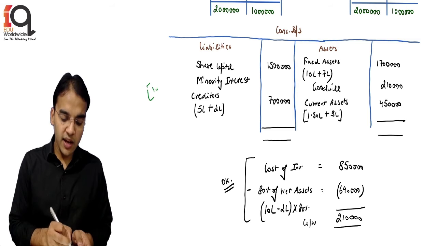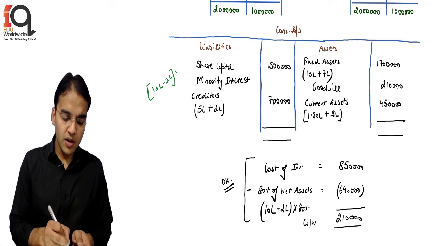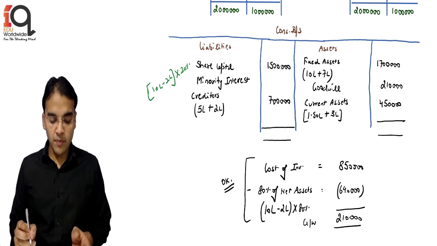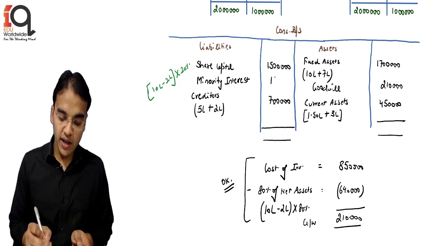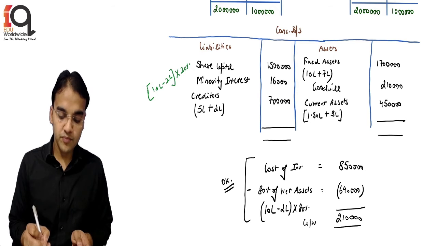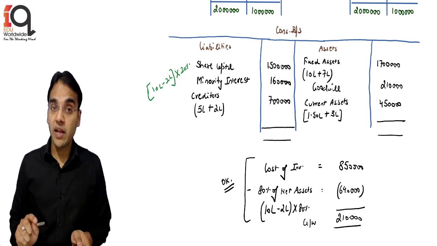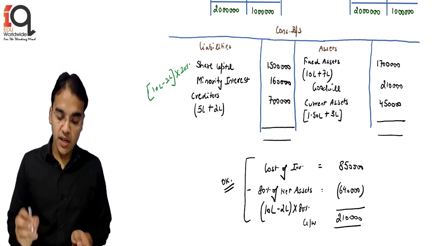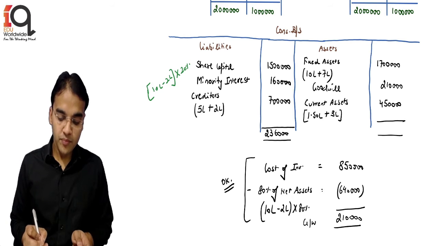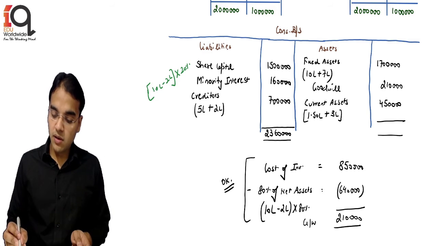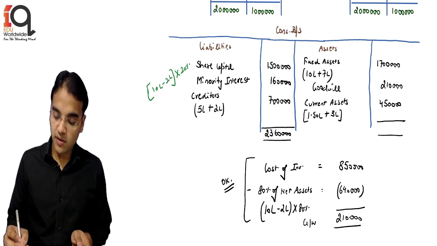So how much were the net assets? 10 lakh minus 2 lakh, that is 8 lakh, into 20%. So that comes out to 1,60,000. Now check, is your balance sheet getting tallied? The answer would be yes. Here it is 860, so 2360. And here it is 660, 2360.